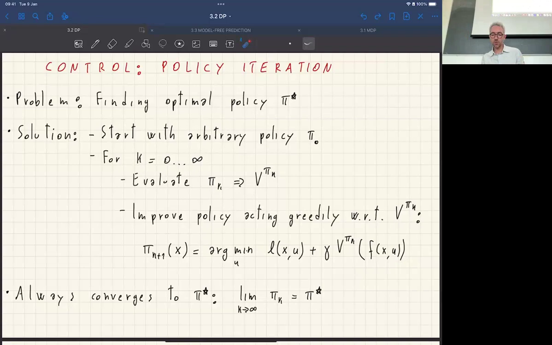Because you can always choose U to be the same one that pi k would choose. But maybe there is something better to be chosen. And so you can get something that is better than what pi k would choose. And so every time you go through this minimization here, the new policy that you obtain is a bit better than the previous one, unless, of course, you already had the optimal policy, which cannot be improved. Which, by the way, also gives you the termination condition for this algorithm.